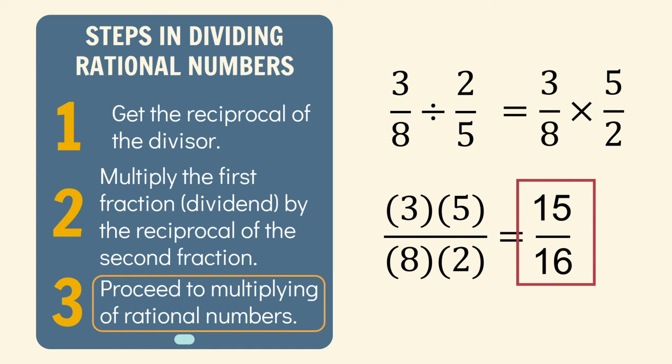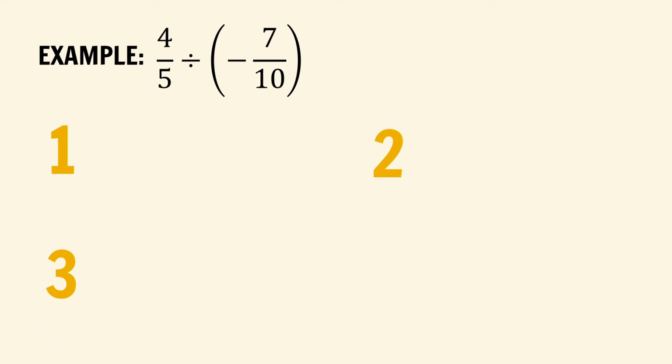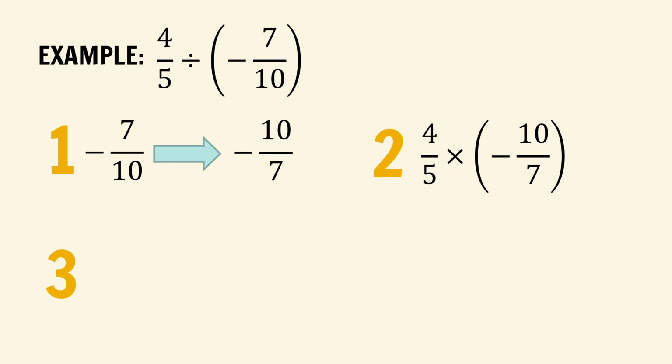So I have here another example. What if we have 4 over 5 divided by negative 7 over 10? Negative 7 over 10 is the divisor. So we are just going to get the reciprocal of it, which is negative 10 over 7. Next step is to multiply the dividend 4 over 5 to the reciprocal of the divisor. And lastly, we proceed to multiplication of rational numbers.